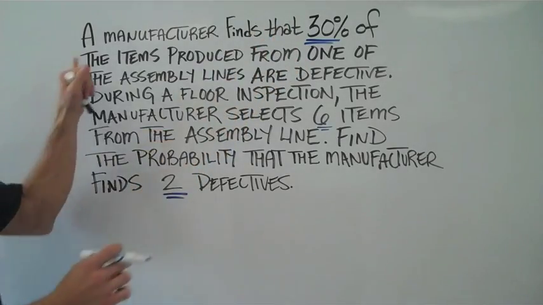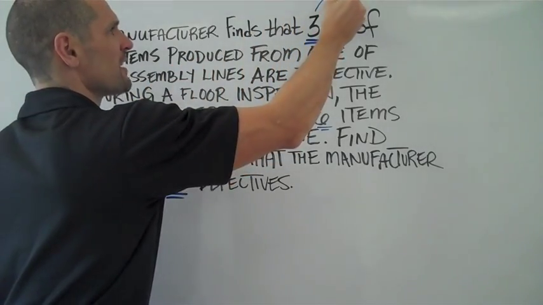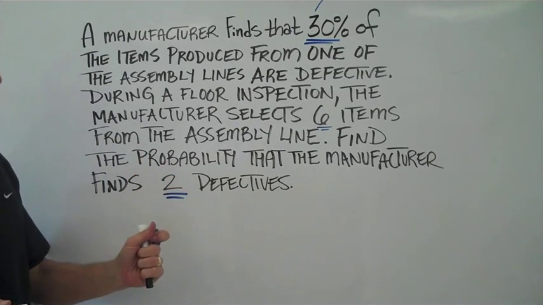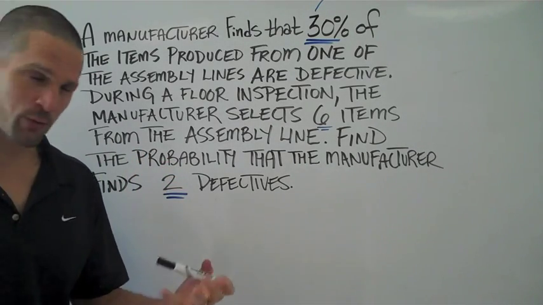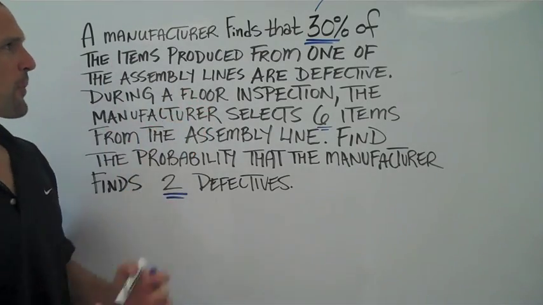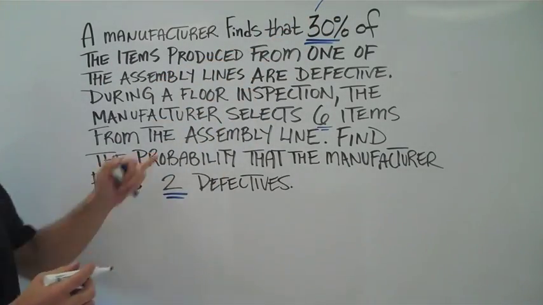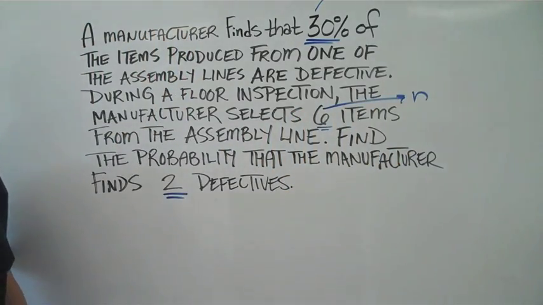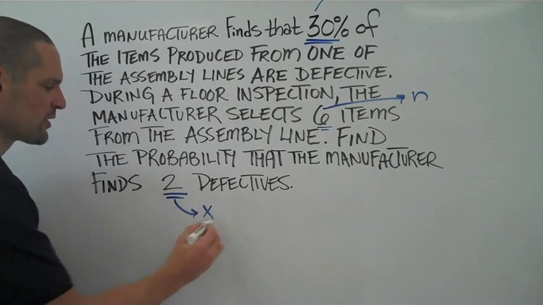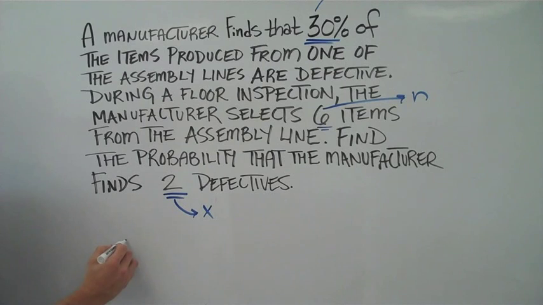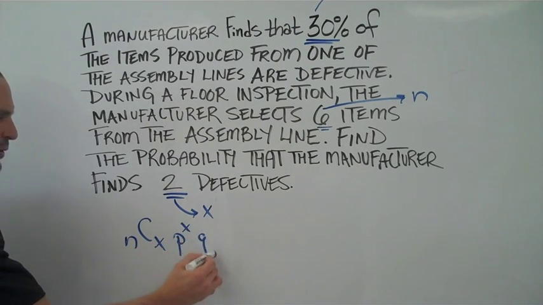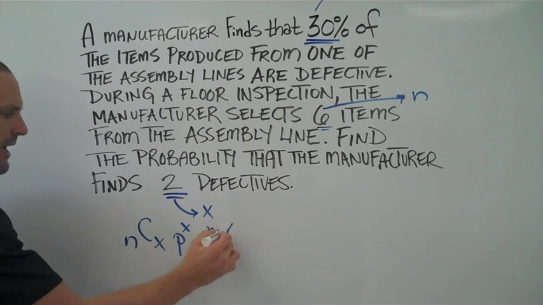If 30% are defective, let's define this as p. So if we find a defective item, then we have success. I know it's a strange way to think about it, but 30% represents our chances of success. And we're going to select 6. So that is n, the total number we're going to select. And we want to know the probability that 2 are defective. So that's x. I know that it's nCx p to the x q to the n minus x.